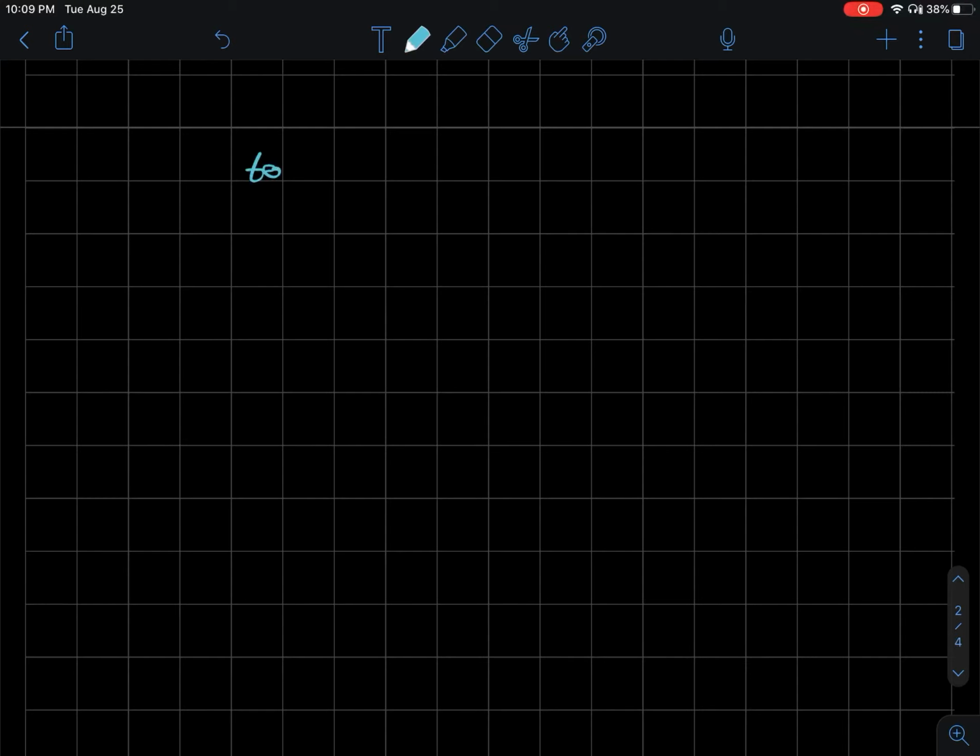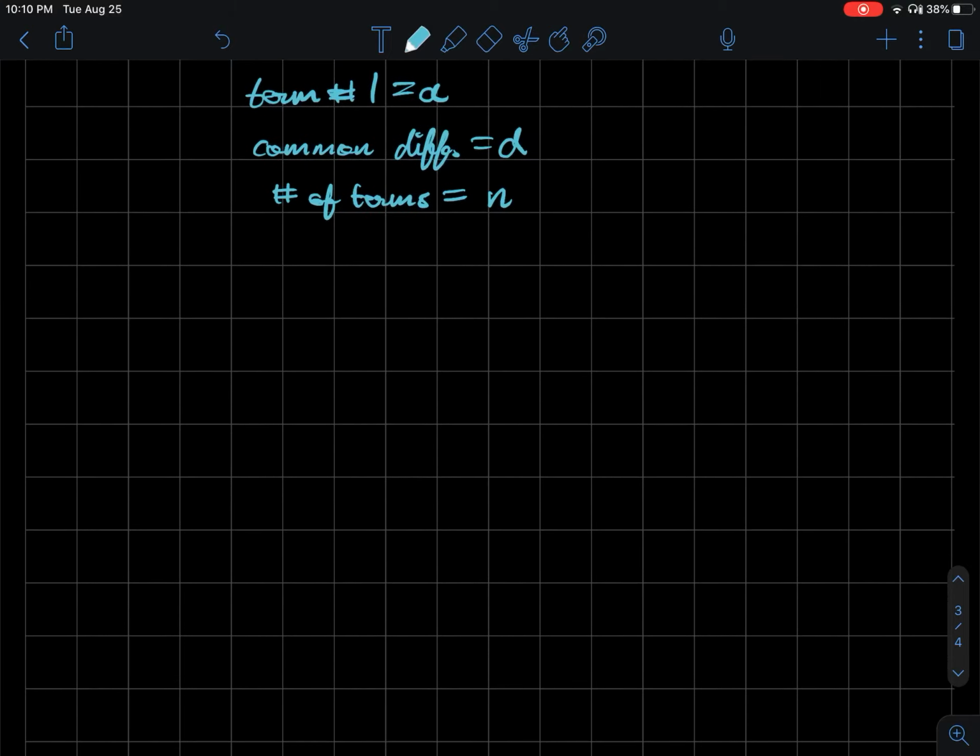So let's say term number 1 is a again. Common difference is d, and the number of terms, let that be n. Starting term is a, the common difference is d, number of terms is n, and also one more thing. Last term is r. Let the last term be r.